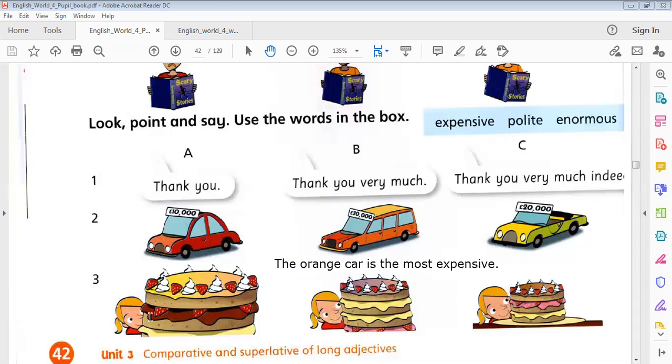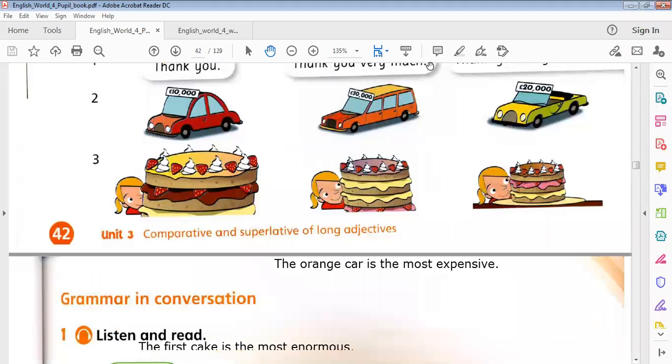Here, which cake is the most enormous? So you would say what? The first cake is, what should we say after that? The most enormous. The first cake is the most enormous, okay? Look, it's really easy. It's very, very easy.